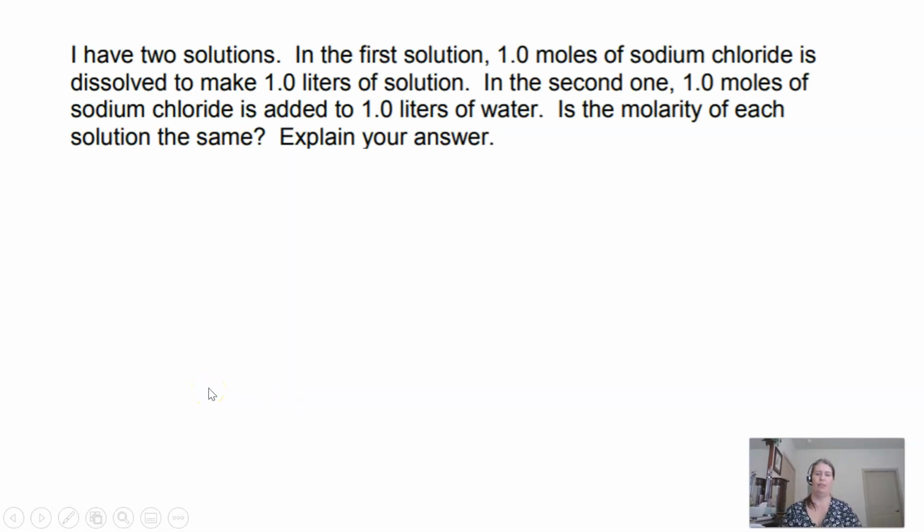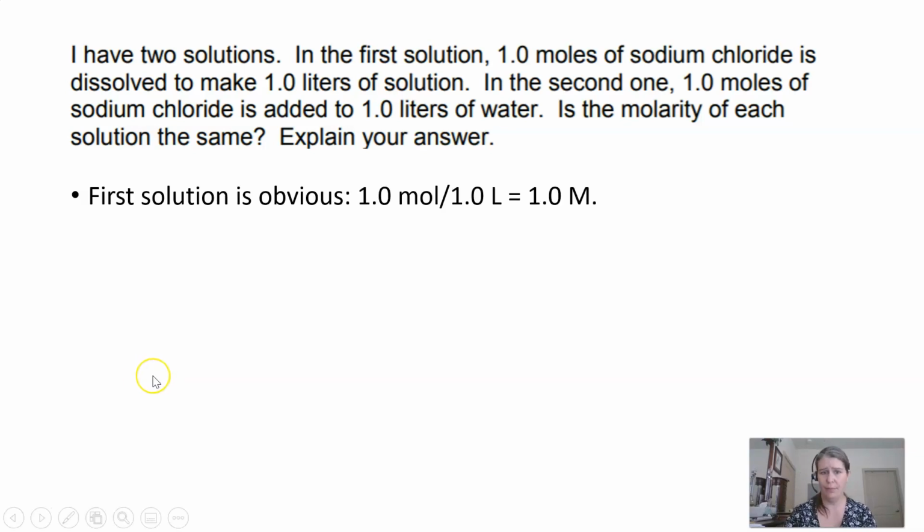So here's my last little question. This is kind of a thought idea here. I have 2 situations. In the first solution, I take 1 mole of sodium chloride and dissolve it and add water to make 1 liter of solution. In the second one, I have a liter of water and I dump in 1 mole of sodium chloride. Is the molarity the same? Well, the first one's fairly simple. We have 1 mole, which we use to make 1 liter, so that's 1 molar.